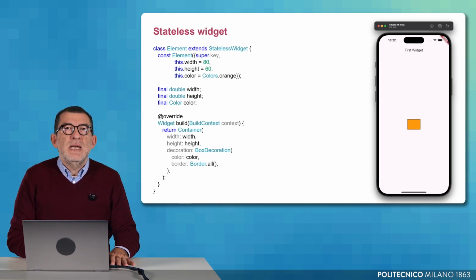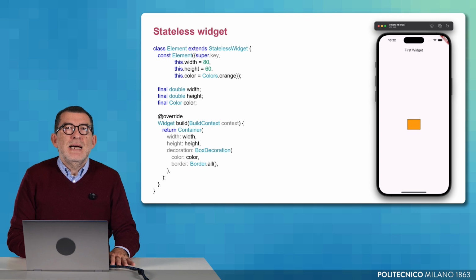When working with built-in widgets, you simply call their constructors and pass the parameters you are interested in. These widgets can also be combined or nested to build more complex interfaces. Now, let's look at how to define a custom stateless widget.